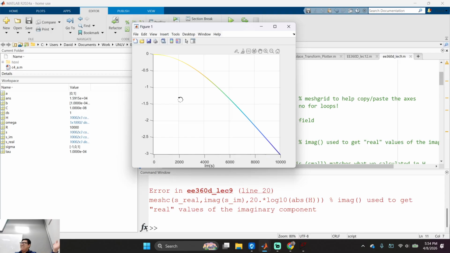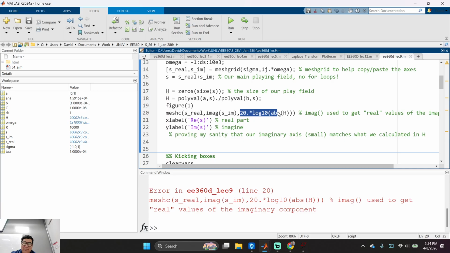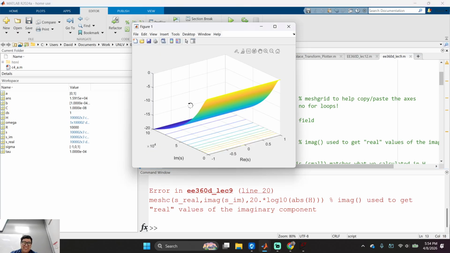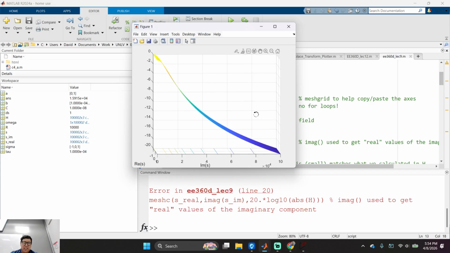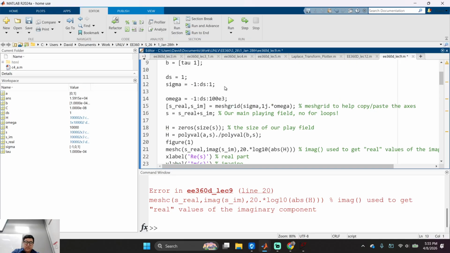Is that an RC filter? Let me see. Did I do it correctly? 20 log 10 absolute H. Let me multiply this by 10. Is that okay? No, it's linear. Why is it linear, y'all? H. Oh, you know why? This needs to be converted to semi-log x. Semi-log x. What do you call it?